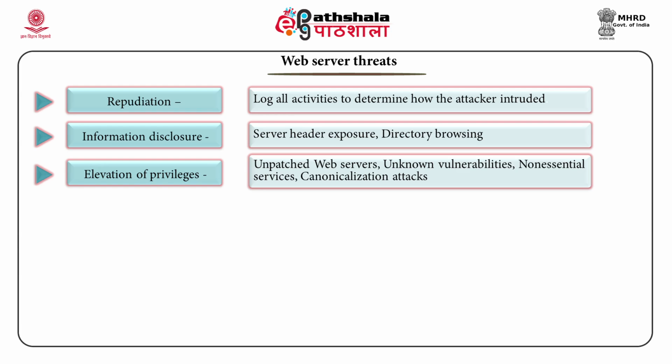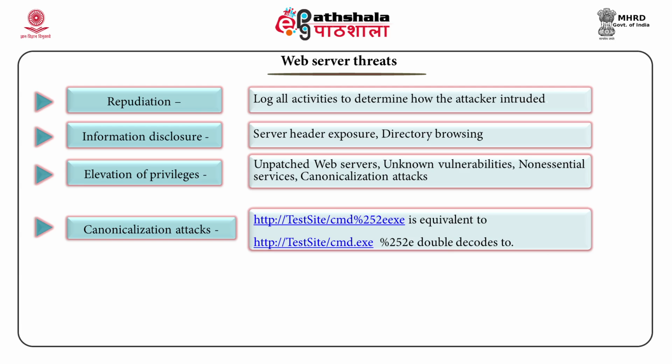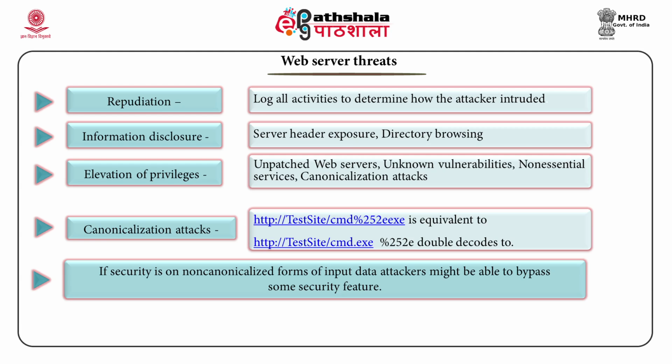The term that is new for you is canonicalization attacks. So once again look at the URL, how it is formed: http test site /cmd %252 exe. What can we make out of this URL? The dot is replaced by %252e. If the security is not based on canonicalized forms of input data, attackers might be able to bypass some security features. So what is a canonicalization attack?